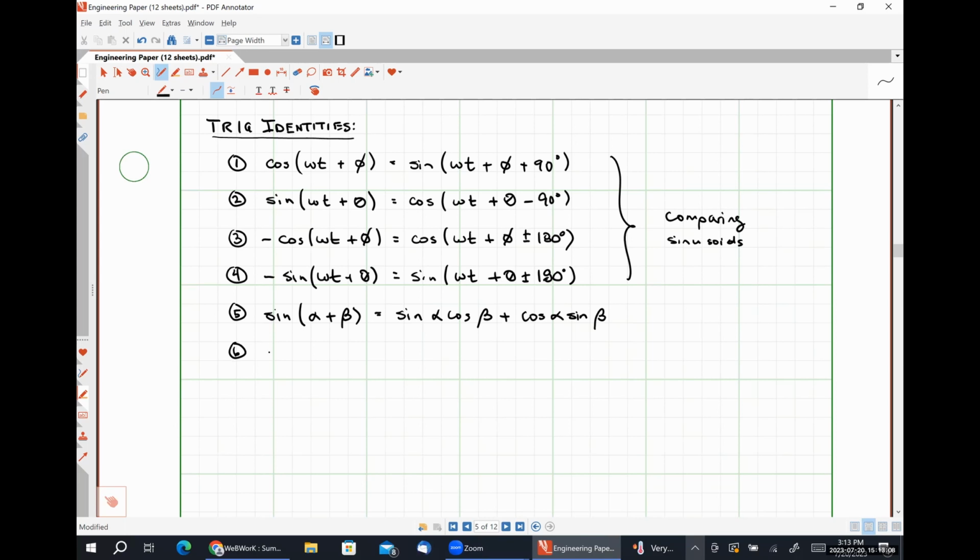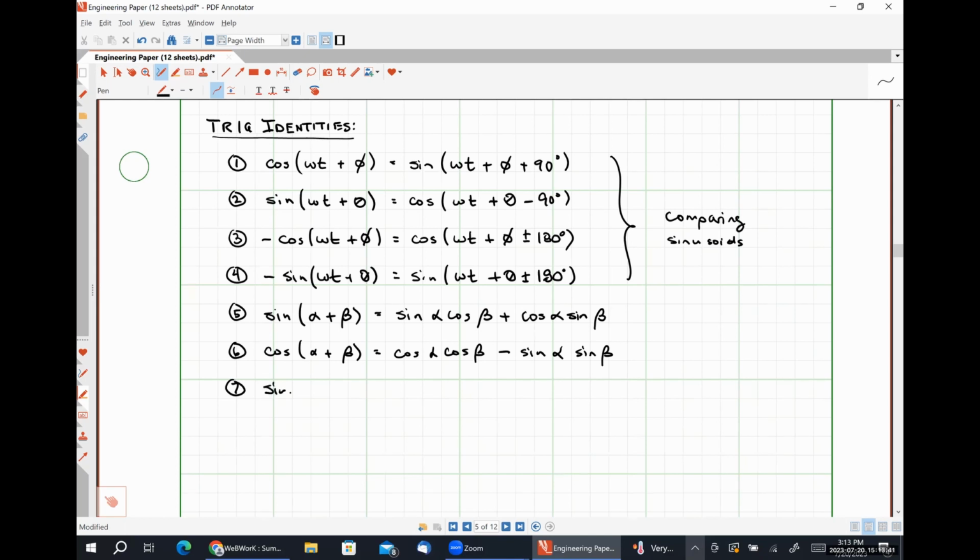If instead we have cosine alpha plus beta, that's going to be cosine alpha, cosine beta, minus, and this minus sign is correct, sine alpha, sine beta. And now we're going to have two similar ones for when we have the difference of angles instead of the addition of angles.